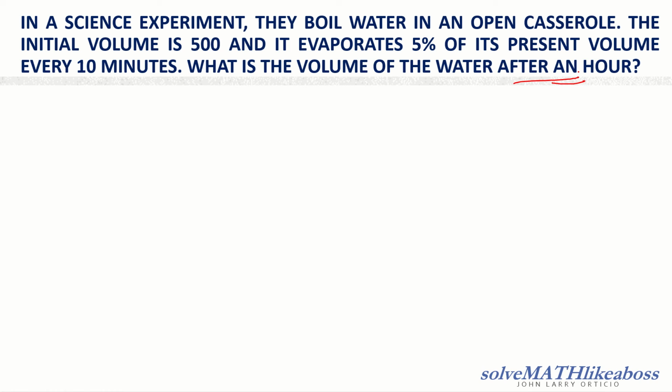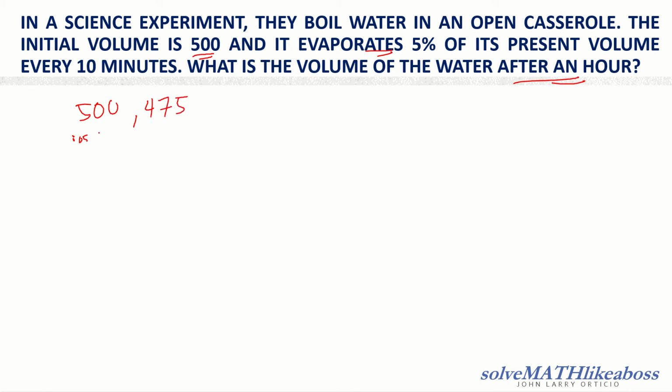So sabi dito, ang initial volume natin is 500. So, kung isusulat natin, siya yung first term natin, si 500. Tapos, nag-evaporate daw siya ng 5%. So, kapag kinuha natin ang 5% ng 500, times natin yung 0.05. So, ano ba yung 5%? Wait lang, 50 yung 10%. So, that's 25. So, mamiminusan natin ng 25. So, ibig sabihin, ang ating second term ay 475.